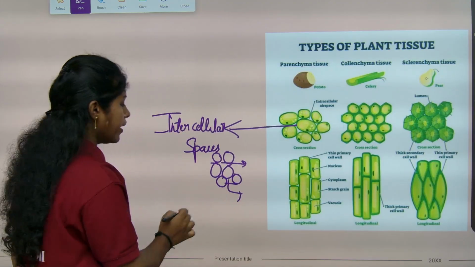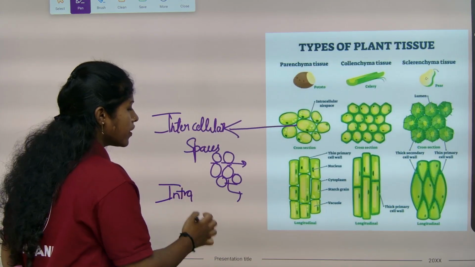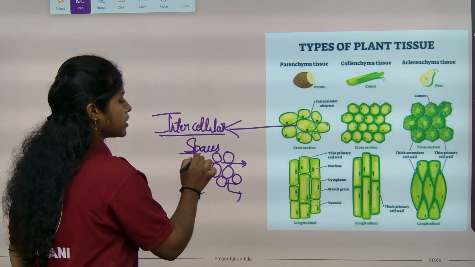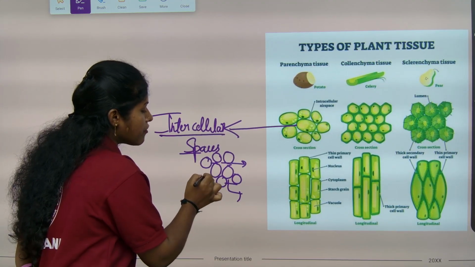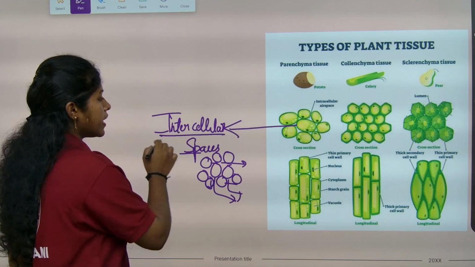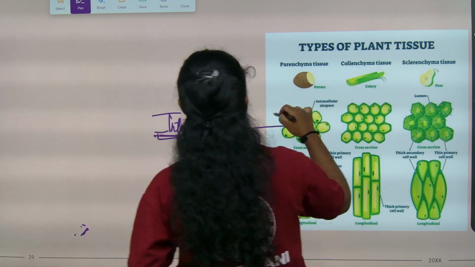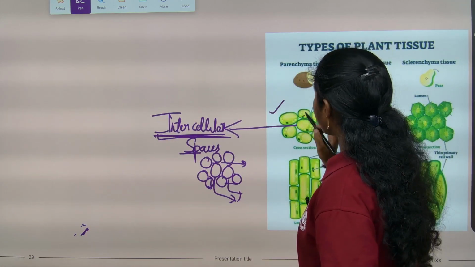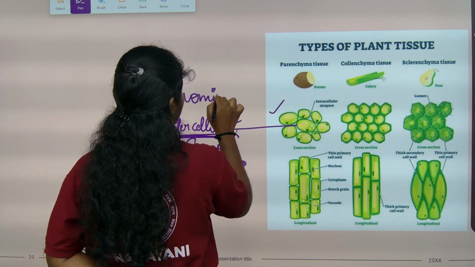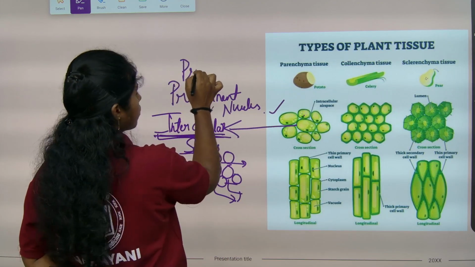What is meant by intra? Intra means inside a cell. If I say intraspace, it means the cell has space inside. But I am not saying inside. It is the intercellular space, which means the space in between cells. That is why intercellular spaces are present in between the cells of Parenchyma tissue. And what we are seeing is they have a prominent nucleus also, and they have protoplasm also.